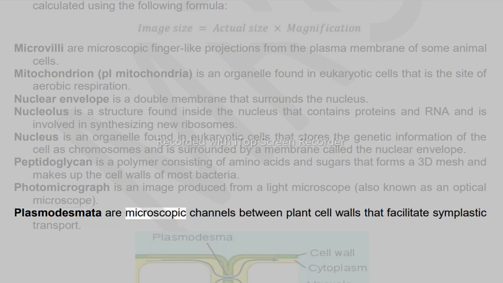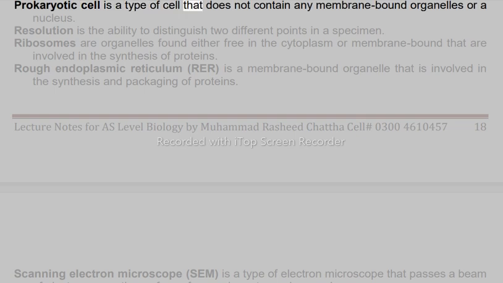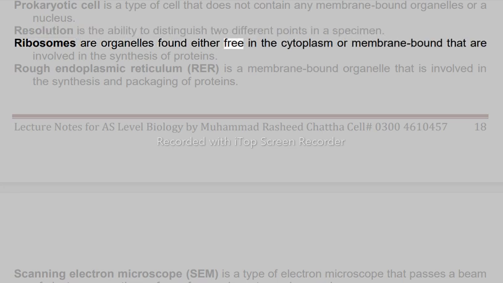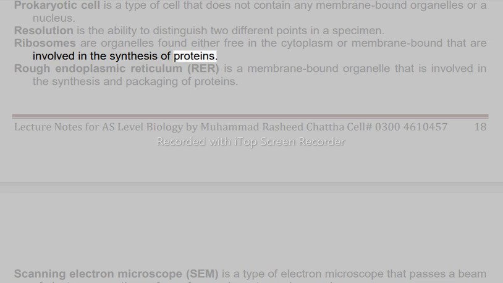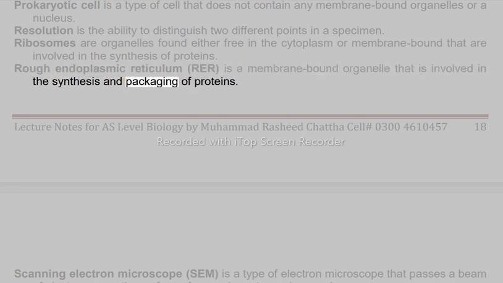Plasmodesmata are microscopic channels between plant cell walls that facilitate symplastic transport. Prokaryotic cell is a type of cell that does not contain any membrane-bound organelles or a nucleus. Resolution is the ability to distinguish two different points in a specimen. Ribosomes are organelles found either free in the cytoplasm or membrane-bound that are involved in the synthesis of proteins. Rough endoplasmic reticulum, RER, is a membrane-bound organelle that is involved in the synthesis and packaging of proteins.